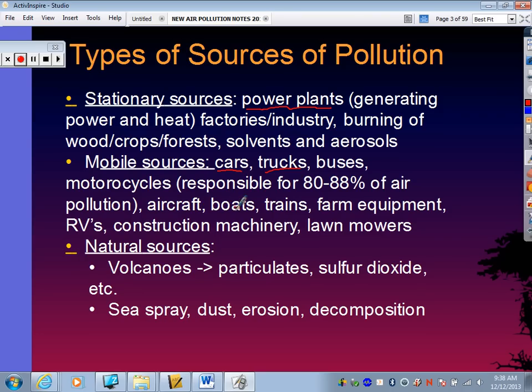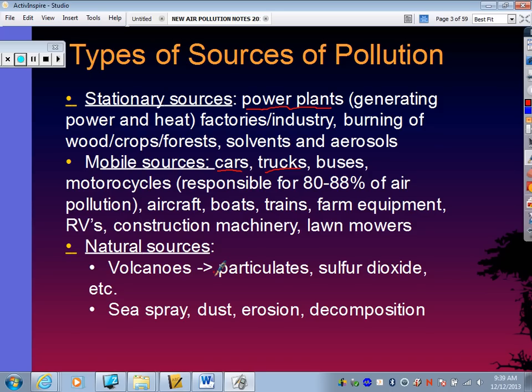Aircraft, boats, trains, farm equipment, RVs, construction machinery, even your lawnmowers, even little tiny things that you don't think about. Anything that uses fuel is going to give off some sort of air pollution. You can use the push lawn mowers that are just operated with blades that don't use any sort of fuel, if you want to do that. And we'll talk about that later when we get to different energy resource use strategies. But anyways, even these little kind of trivial things can give off air pollution.